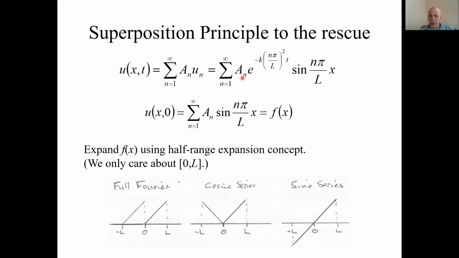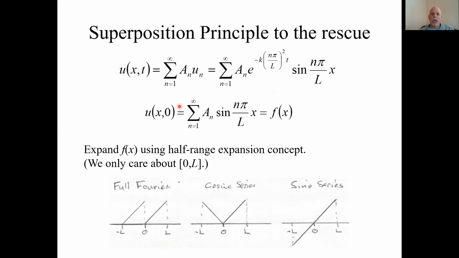Didn't know what the a sub n's were until we used the initial condition, which said this, because at time t equals 0, this all becomes 1, and we had this situation here. For this general f of x, if we don't know what f of x is going in, we had to expand this f of x using a sine series.